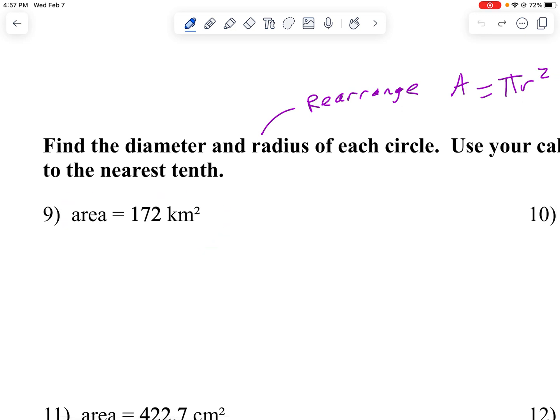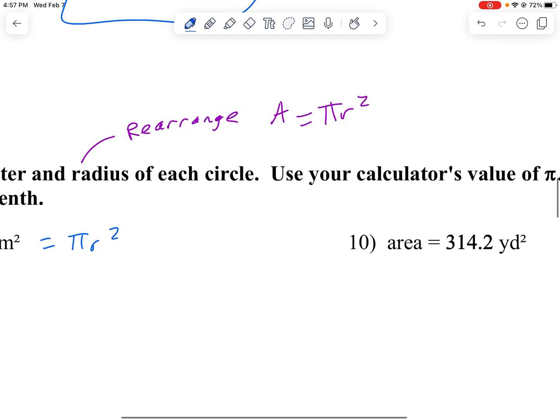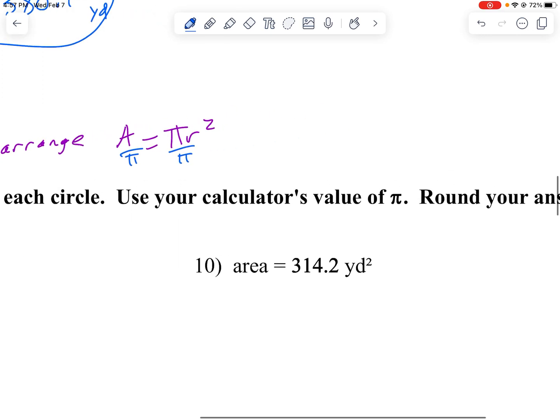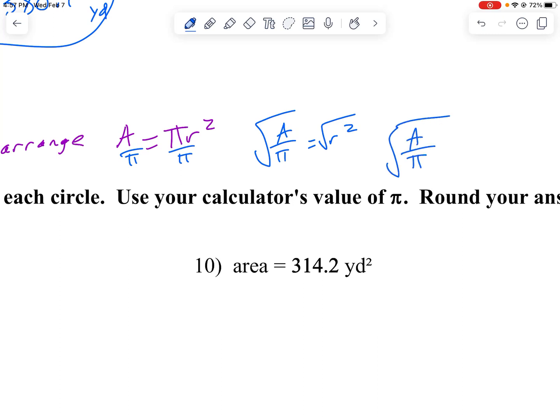It gives us an area. Remember, the area is pi r squared. And so I can do a little bit of rearranging of the formula. If I divide by pi, I know that area over pi equals r squared. Well, I don't want r squared, I just want r, so I can square root it. So if I want to get my radius, I can just do the square root of area divided by pi, and that'll give me my radius.